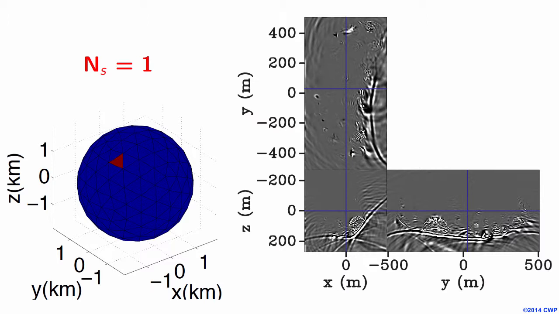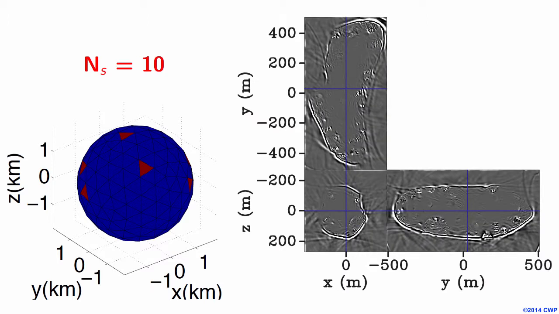The red patches represent the source locations. The right panels represent the corresponding migrated shot record image for one shot. As you can see, we have bad illumination for only one shot because we have 3D images, and the signal to noise ratio is low.